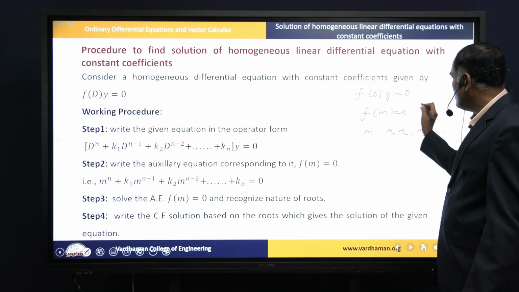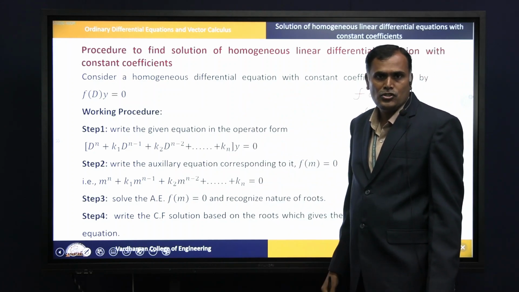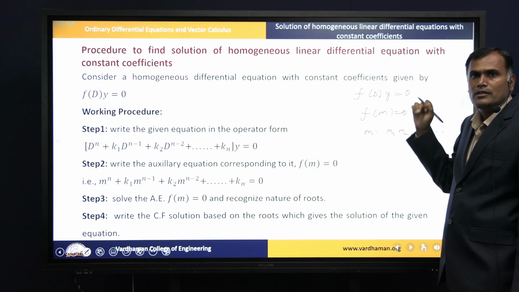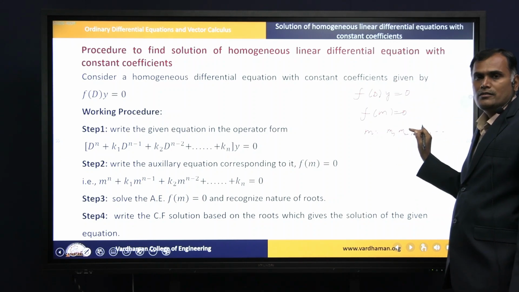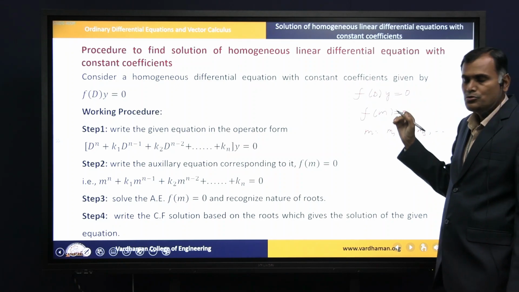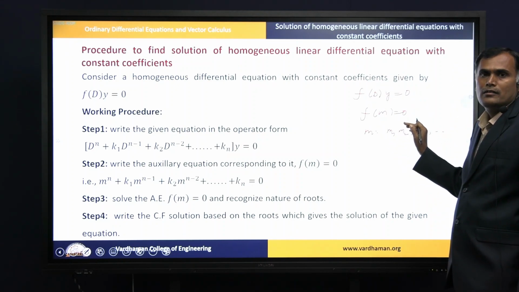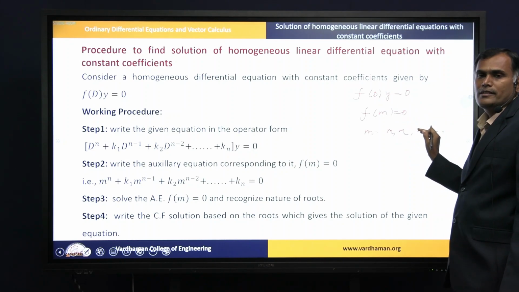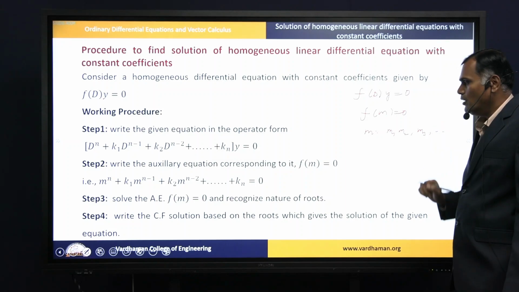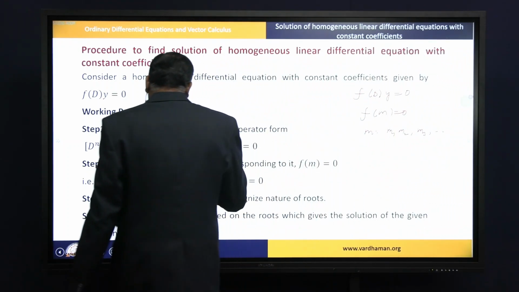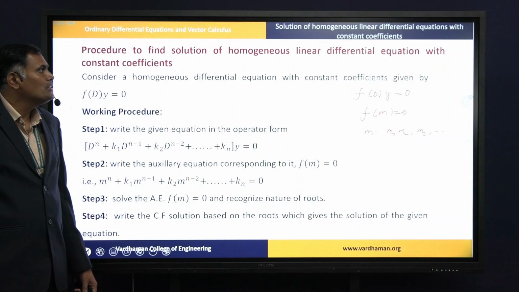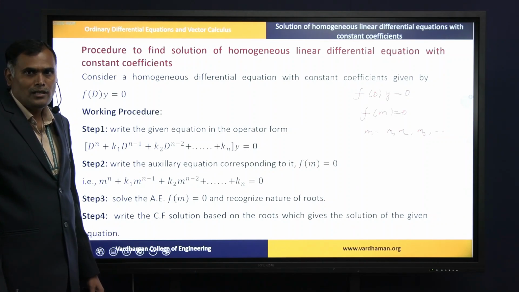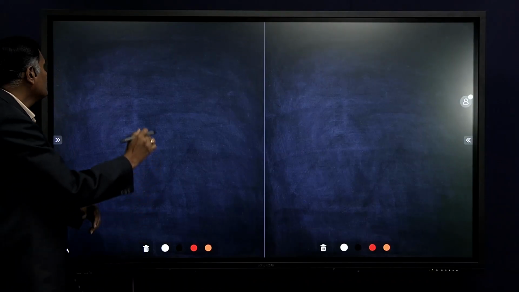Now depending on these roots, we write the solution of the differential equation. If the roots are real and distinct, we write the solution as we discussed in case 1. If the roots are real and repeated, we write it as in case 2. If the roots are complex and distinct, we write it as we discussed in case 3, and so on. This is the procedure to find the solution of a homogeneous linear DE with constant coefficients. Now let us discuss some examples.